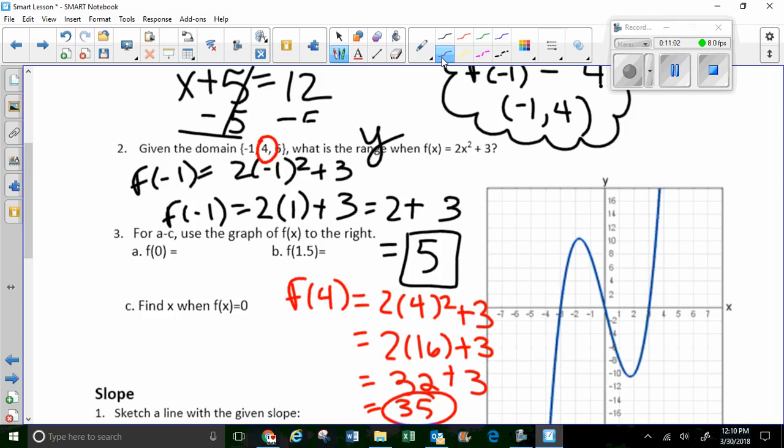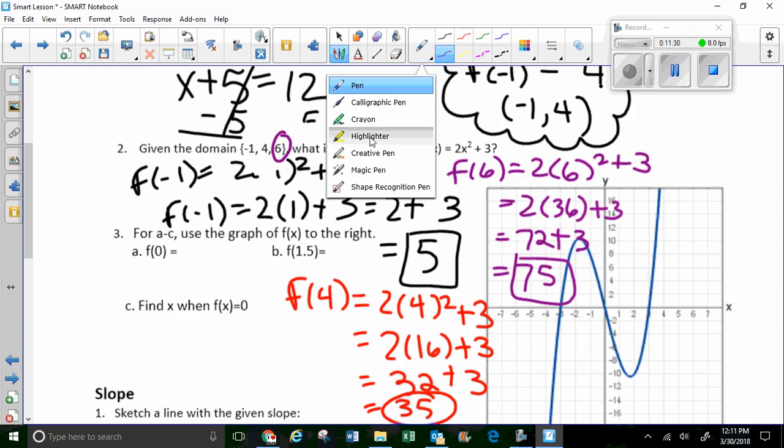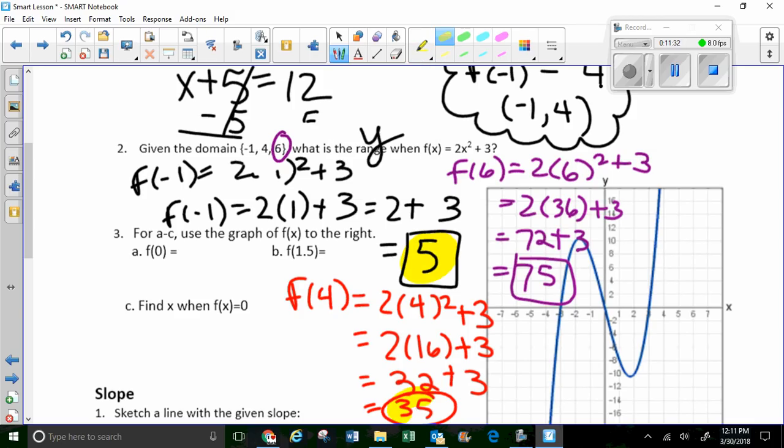And the final one, hopefully you're leaving yourself enough room, is to find when x is 6. So we're plugging 6 for x. So 6 squared is 36. 36 times 2 is 72. 72 plus 3 would be 75. So my range is going to be 5, 35, and 75.